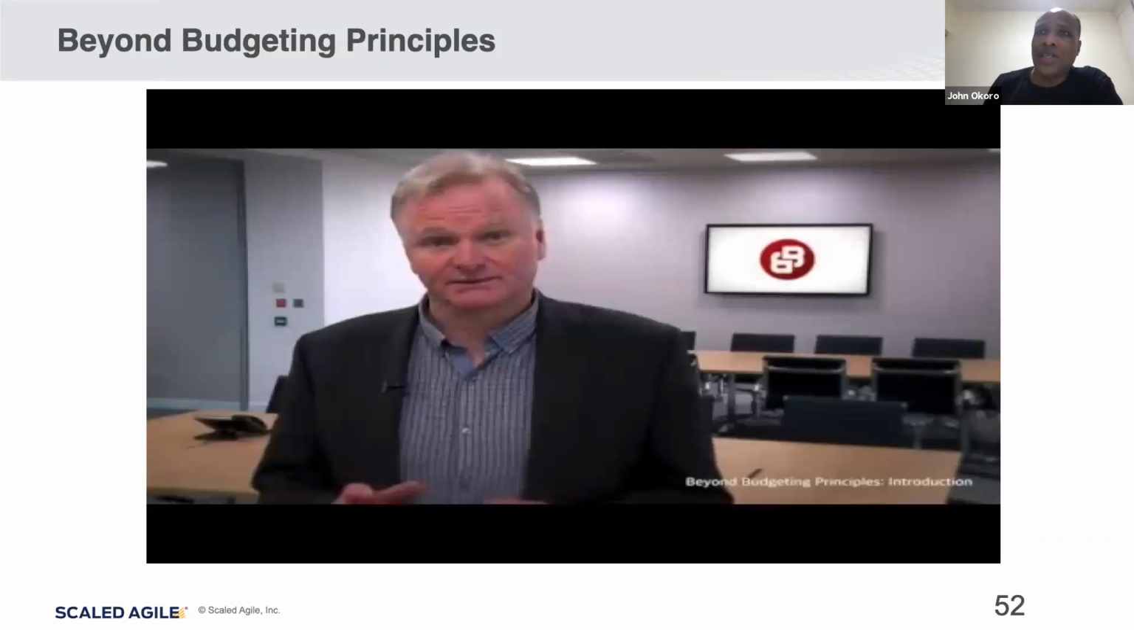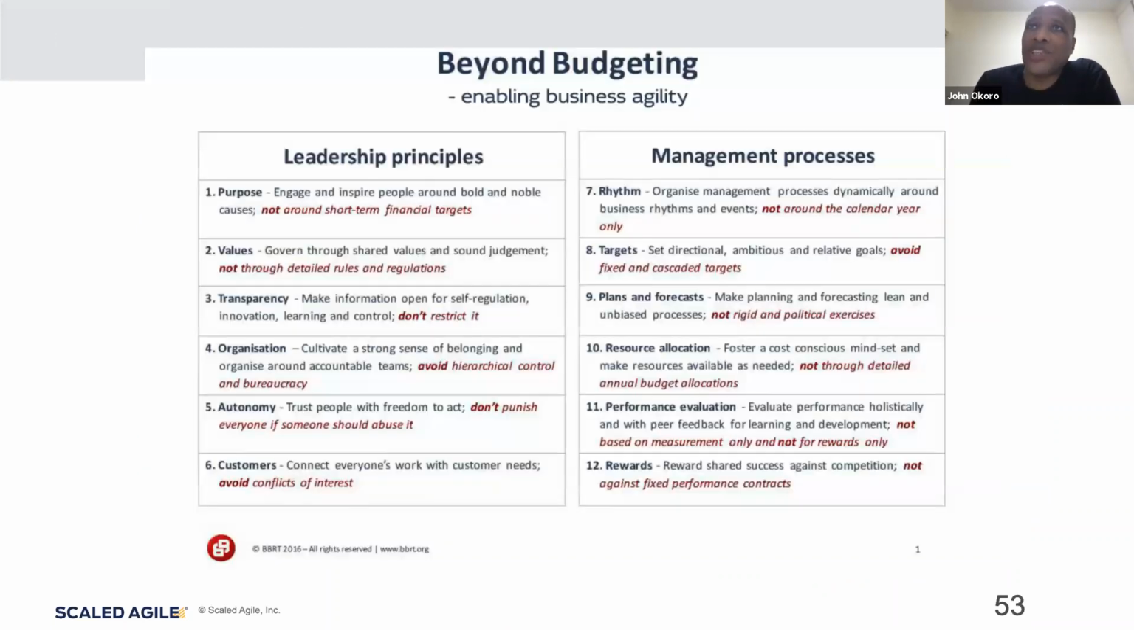So this is beyond budgeting. There are different principles. I don't think the video is actually in there, but this is one of the founders of Beyond Budgeting. This is focused completely on agile budgeting, right? And you can see the principles here. Leadership principles: engage and inspire people, bold and noble values, govern through shared values, not through detailed rules and regulations. Targets, number 8: set directional and ambitious relative goals, avoid cascaded targets. Number 12: reward shared success against competition, not against fixed performance contracts.